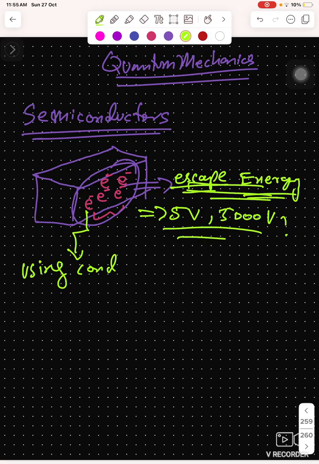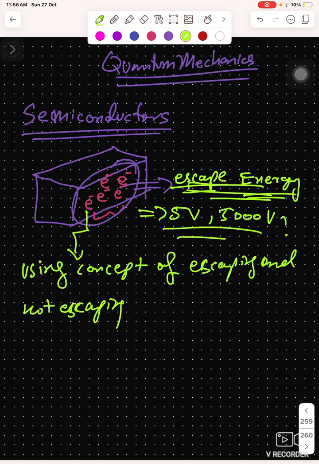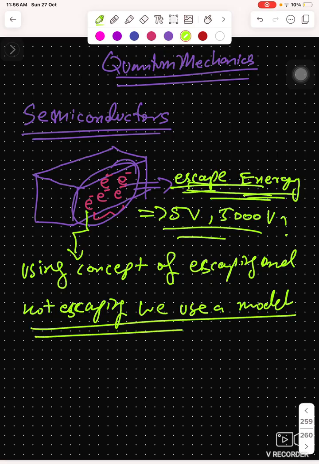the concept of escaping and not escaping. We use a model. It's known as quantum potential well. It's a theoretical model.